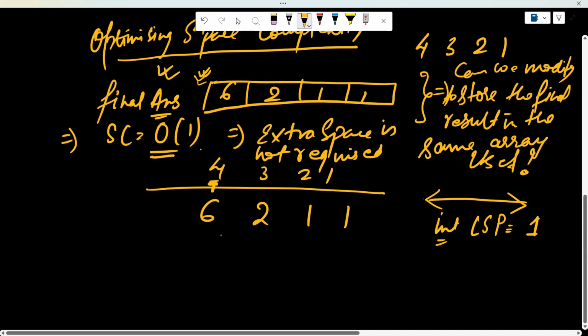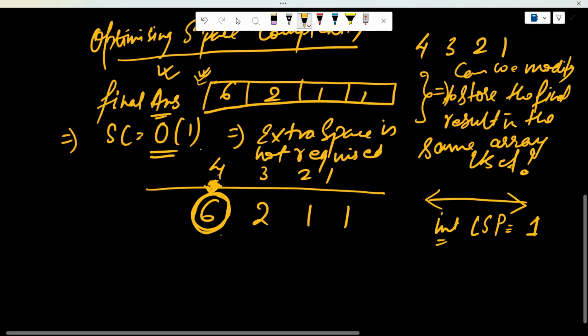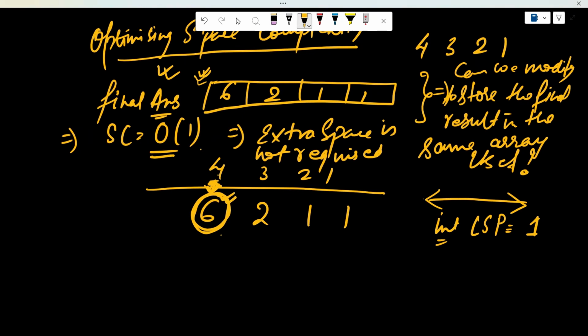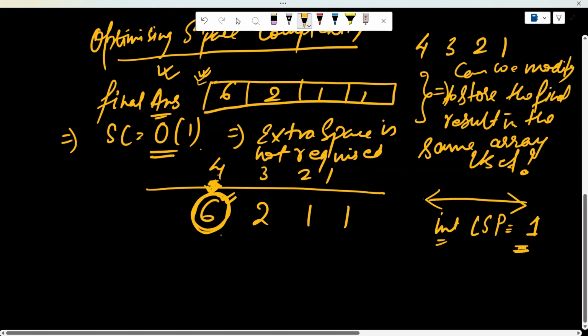For this index, can we say the right side product is 6? If the right side product is 6 and the left side product is 1, can we say the final answer at this position will be 6 into 1, that is 6?